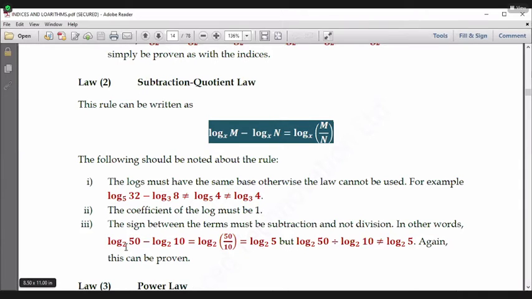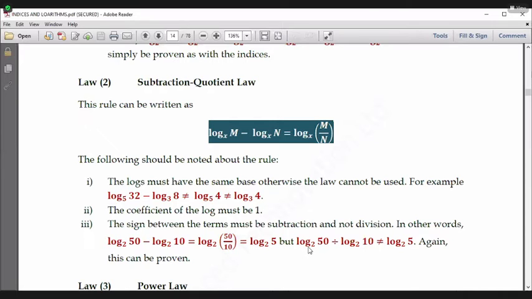Like I have log to base 2 of 50 minus log to base 2 of 10, the same as log of the combined ratio, which is log to base 2 of 50 divided by 10. 50 divided by 10 is 5. If you look from your calculator, you will not be able to get this directly unless you convert the base, but we shall show you later. This is the simplified part.